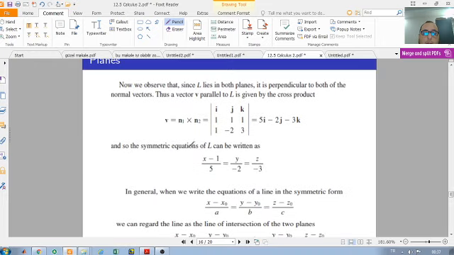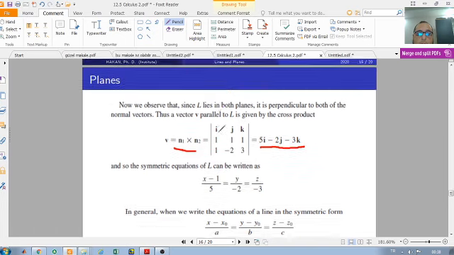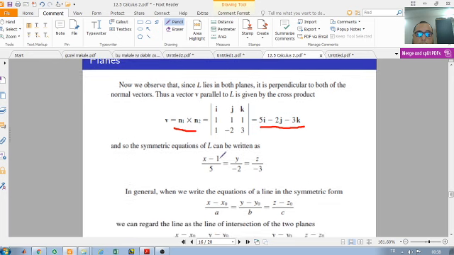Therefore, we take the cross product of the normal vectors of the planes, and we obtain a vector which is parallel to the line, which will actually be the direction vector of the line. Therefore, the symmetric equations of the line, since we know the point (1, 0, 0), are x minus 1, y minus 0, z minus 0 over the components of the direction vector respectively.